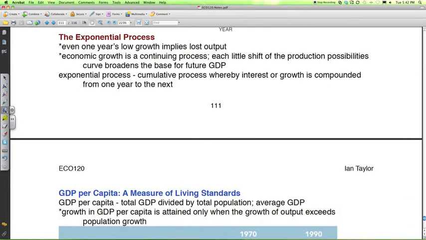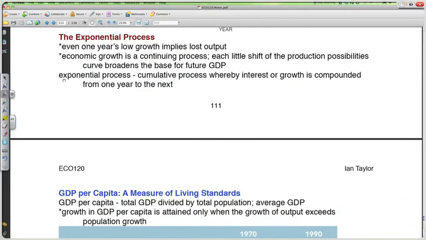Now we do see somewhat of an exponential process. And that's when we look at the cumulative, the interest or growth becomes compounded. So if we were to look at our actual total GDP, we would see something like this. So it's an exponential growth. It's inclining faster and faster.